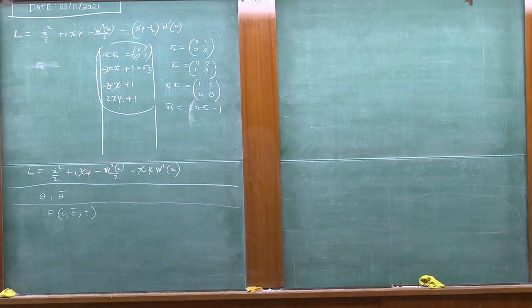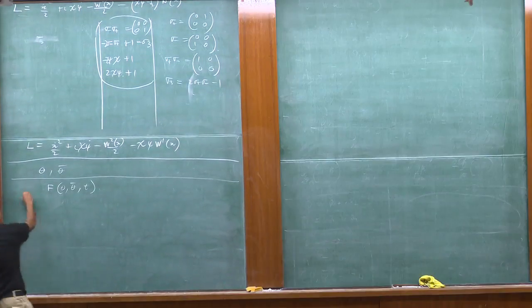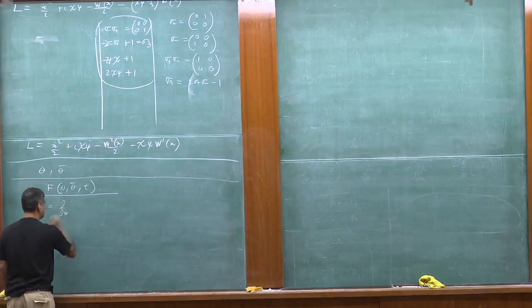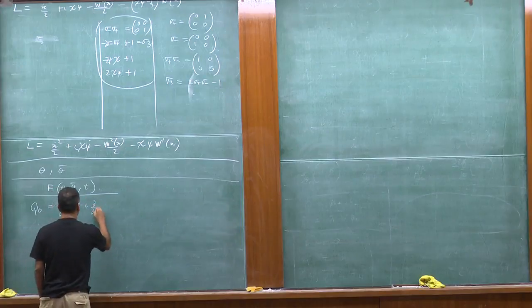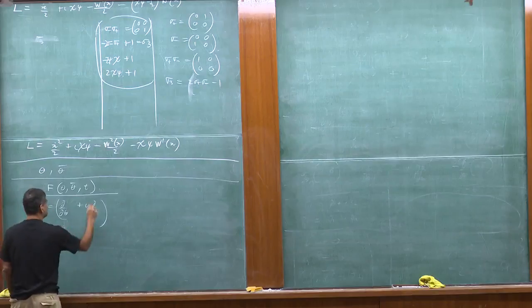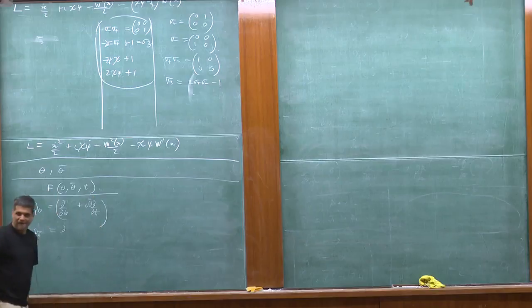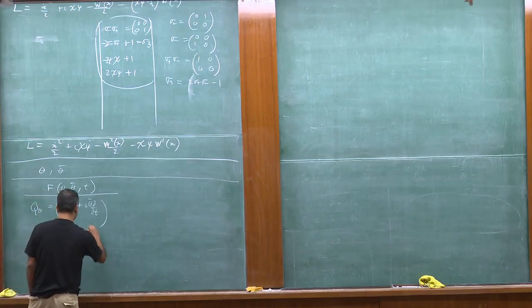On this space of functions of time, theta and theta bar, I'm going to define the following differential operators. Let me define Q theta equals d by d theta plus i theta bar del by del t. And Q theta bar, or maybe I'll just call it Q bar, equals del by del theta bar plus i theta del by del t.